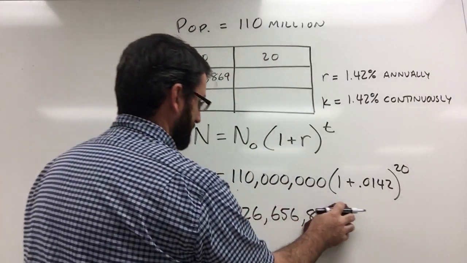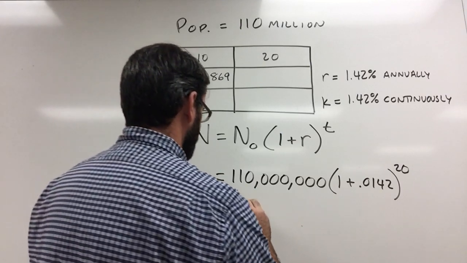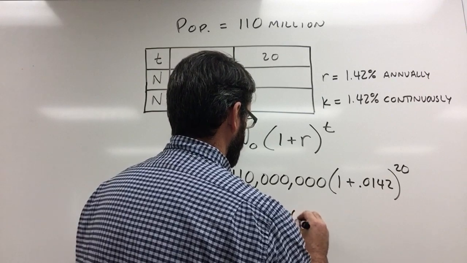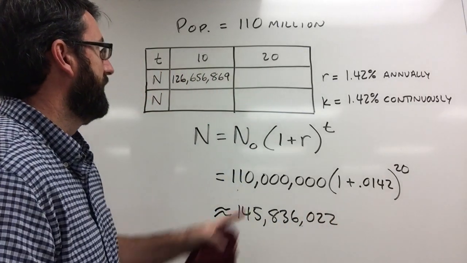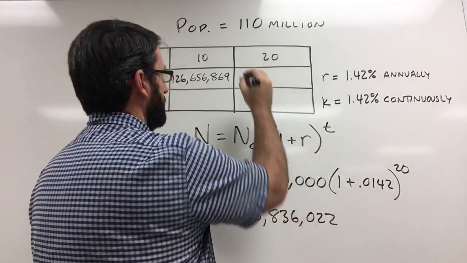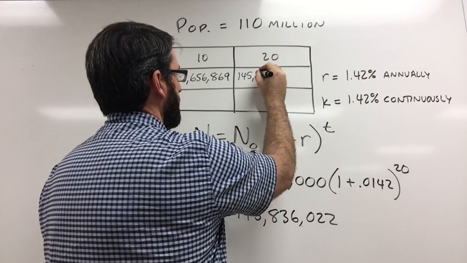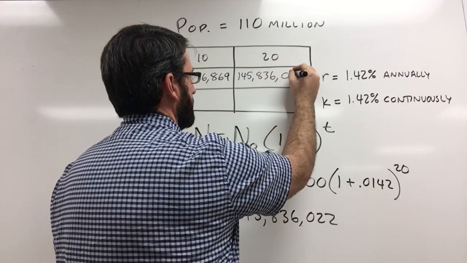And if we plug that into our calculator, we're going to get that this is approximately equal to 145,836,022. So let's put that in our box up here. 145,836,022.